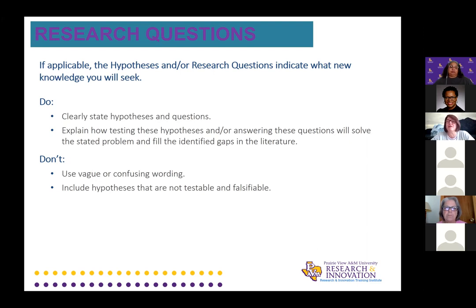Sometimes we all have our own language in our field, and you have to remember that sometimes the person who's reviewing your proposal may not be someone who is directly in your field. They may be associated with it somehow or another, or maybe they don't even know about your field. And so again, don't use vague or confusing wording that they wouldn't understand. And don't include hypotheses that are not testable or falsifiable. So you want to make sure that if somebody looks at your work, that they can conduct the same experiment you did in their lab and get a similar result. Next.